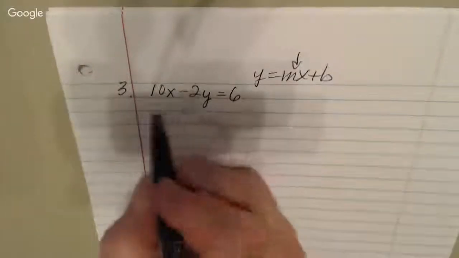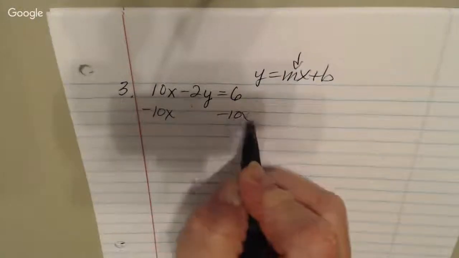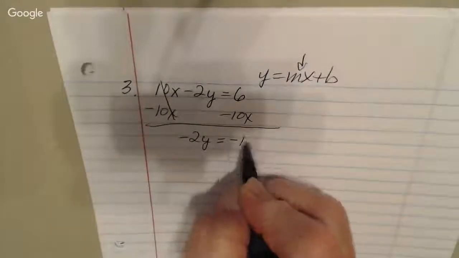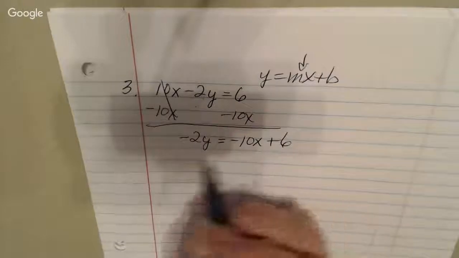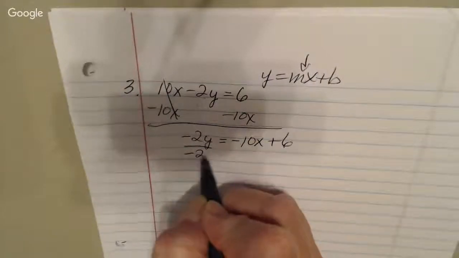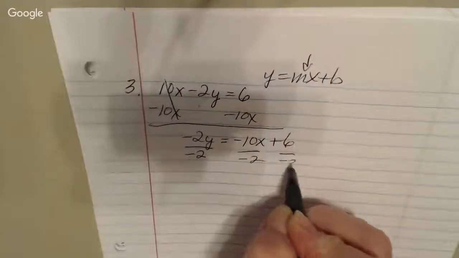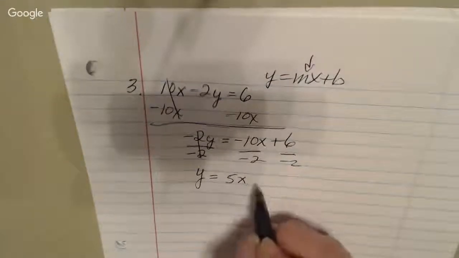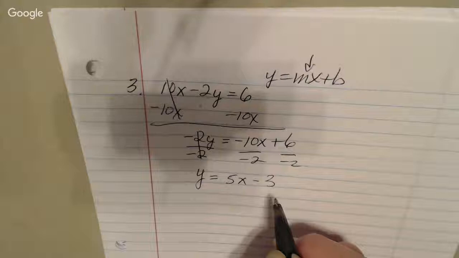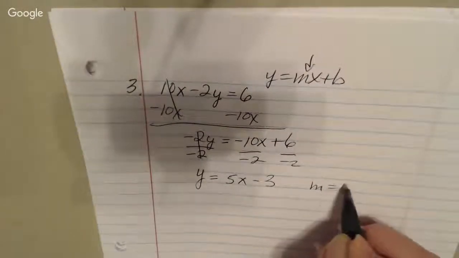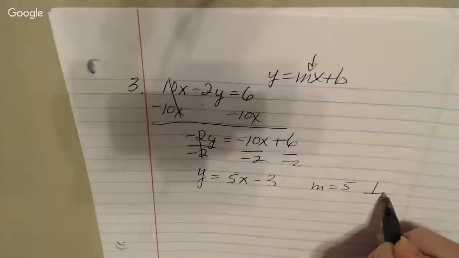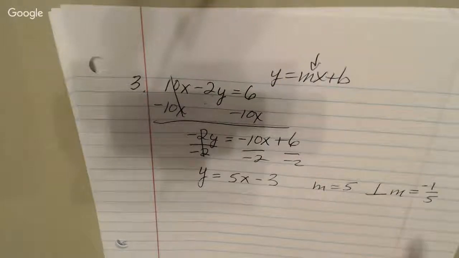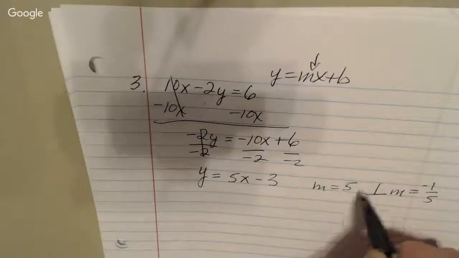Okay? So I'm going to first subtract 10x from both sides. I'm going to get negative 2y equals negative 10x plus 6. But I still have to have y all by itself, so I'm going to divide everything by negative 2. Cancel those. Now I get y equals 5x minus 3. So my slope here is 5. My perpendicular slope is going to be 1 over 5 and negative. Does that make sense? Right? The inverse, the opposite inverse.